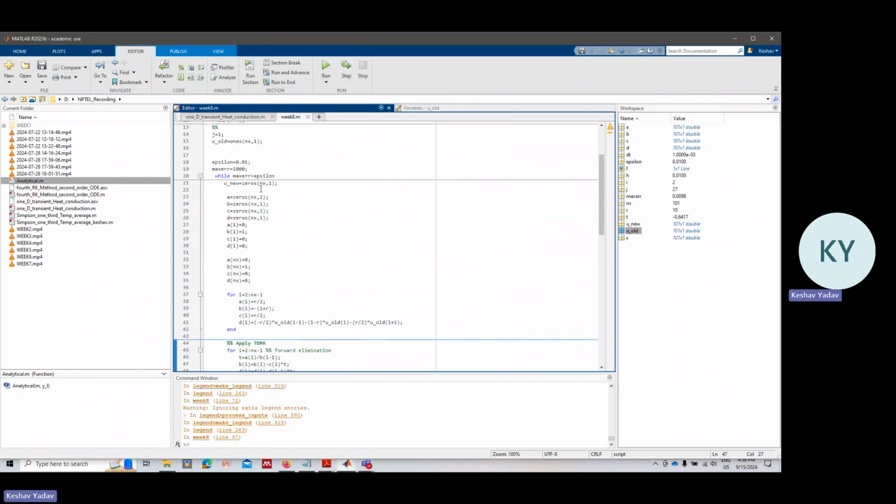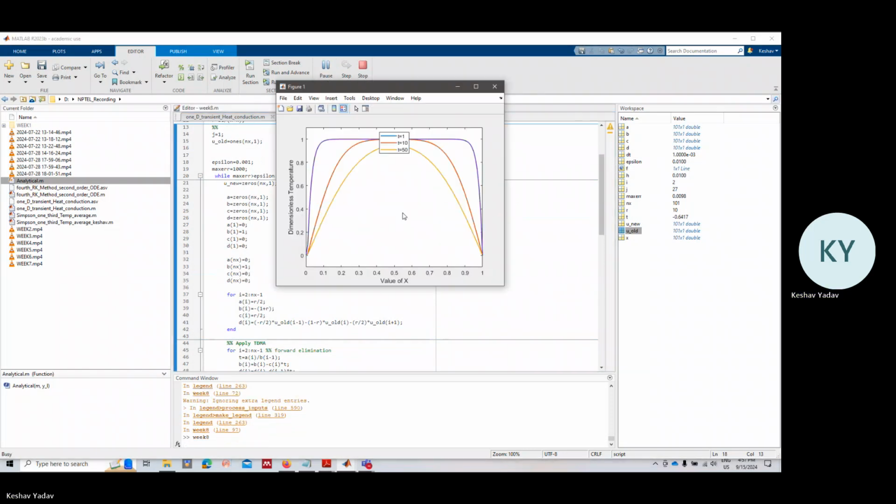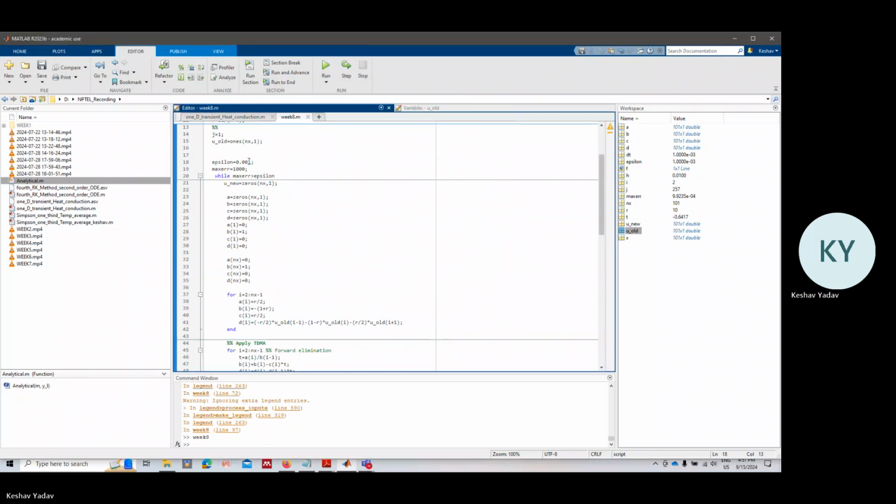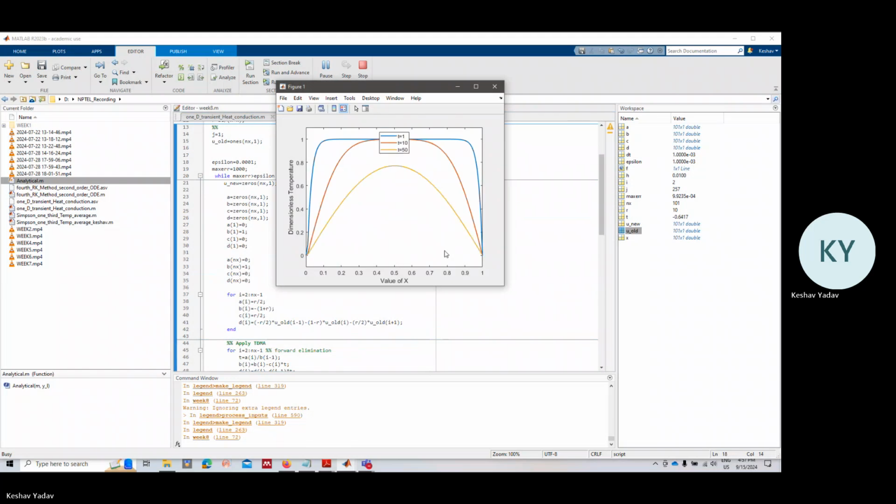So I need to increase the error silent value. Suppose I have increased it. So still it hasn't got to the steady state, so I need to increase it more. Now if I run it, see, at the 487th iteration, it has gone to a steady state solution. So this is my numerical solution at different time step.